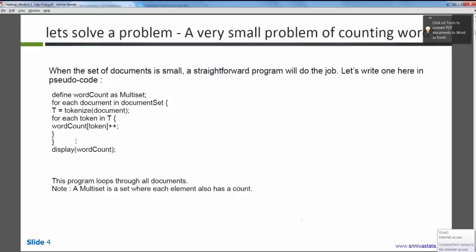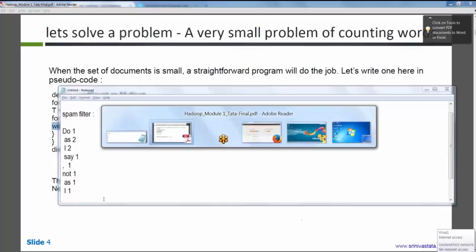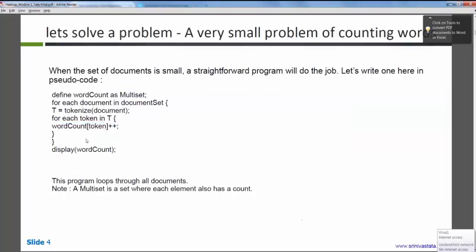Before displaying, the word count is a multiset. The token plus plus that I am doing here means whenever the word is the same, the count increases. Here "do", is there any other "do"? No. "As", is there a second one? It will make it 2. "I", it will make it 2. "Say", that's simple. Like that it will do. The simple program will do like this.